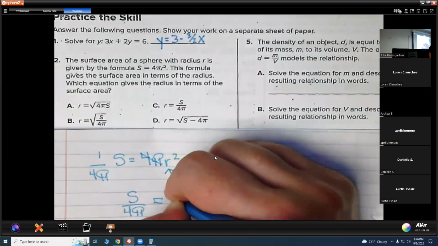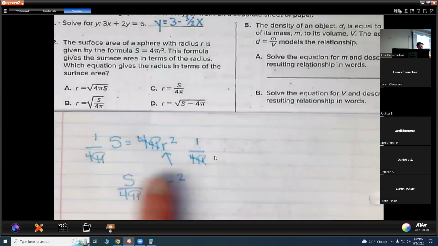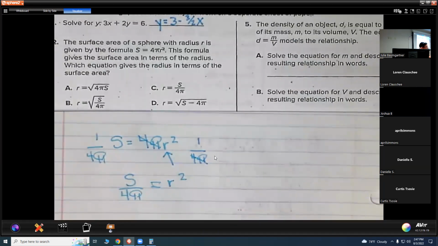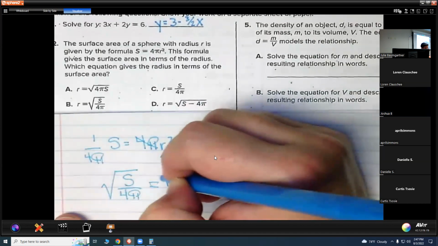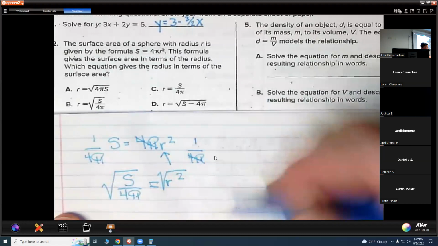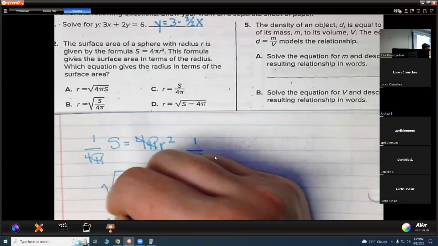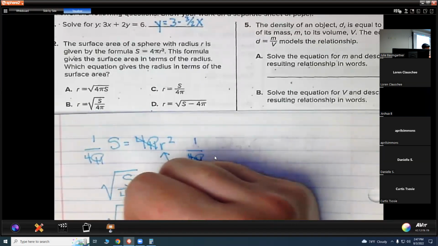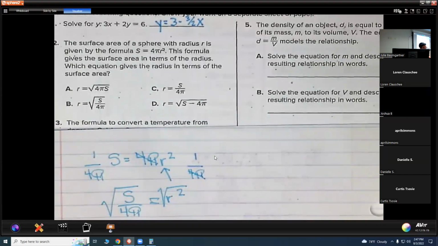equals r squared. And then what do we have to do to get just an r? This is r squared. What's the opposite of squaring? Square root, right? So we just take the square root of both sides. The square root of r squared is r. So we know r equals the square root of the surface area divided by 4 times pi. Just answer B.